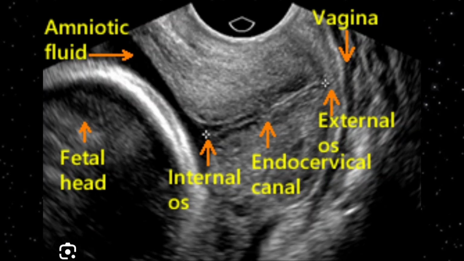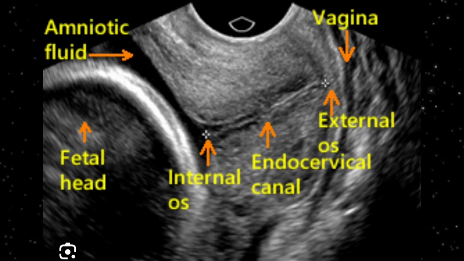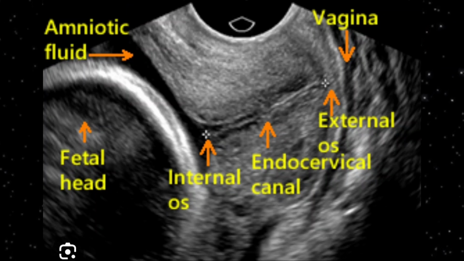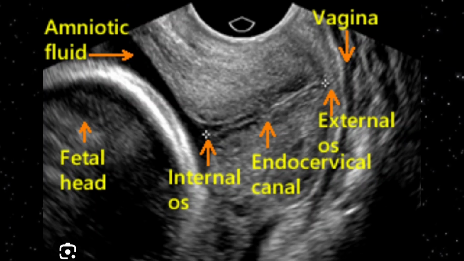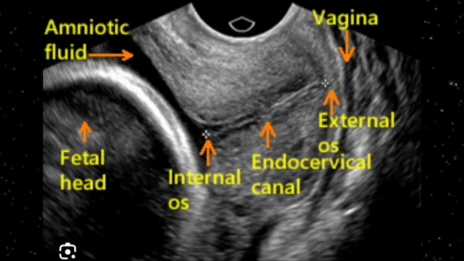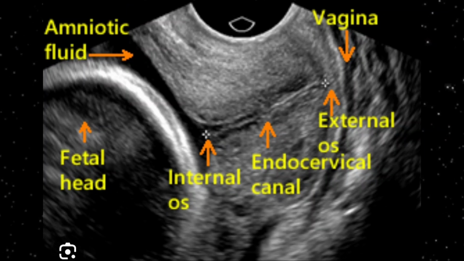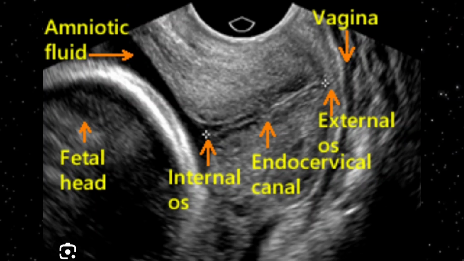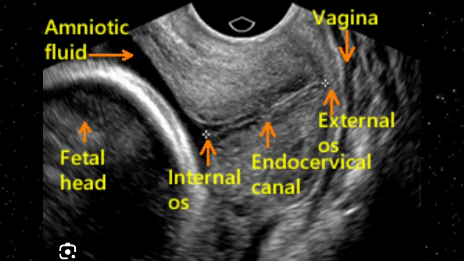Just next to the fetal head, you can appreciate, indicated by the orange arrow, the internal os, which is very important, and this is what you have to keep an eye on when you are scanning a pregnant lady. This internal os should be less than 4 mm if you are looking for cervical incompetence.